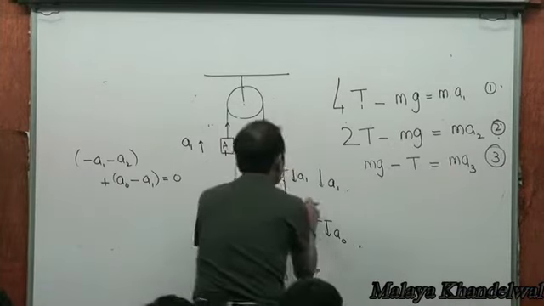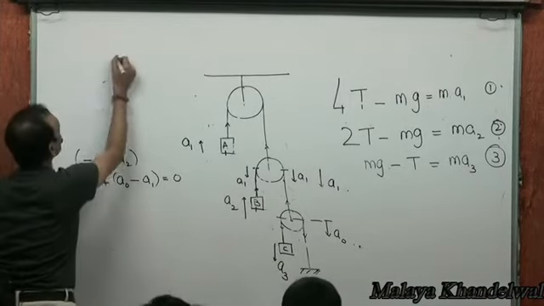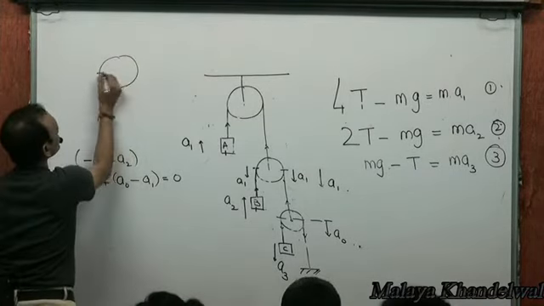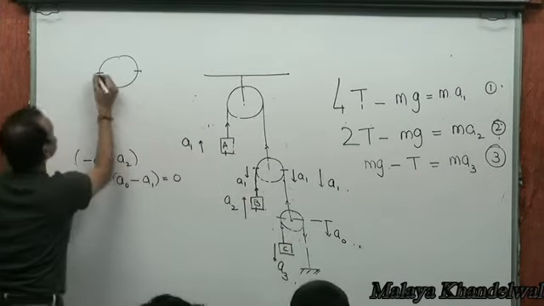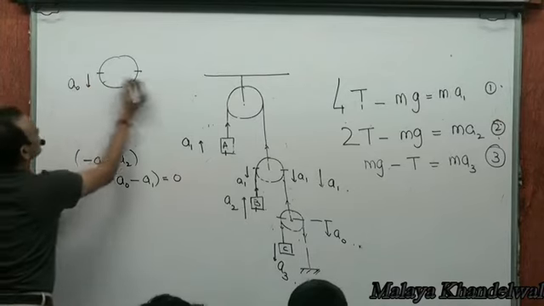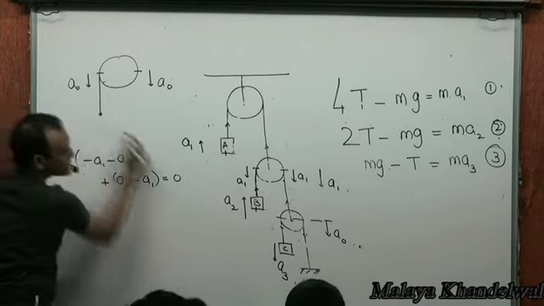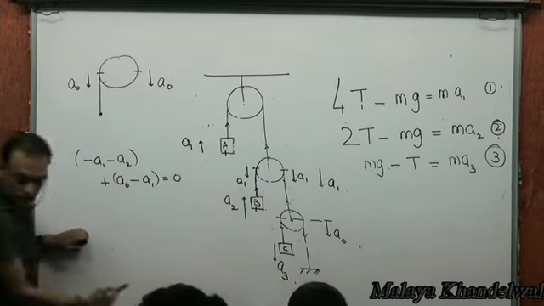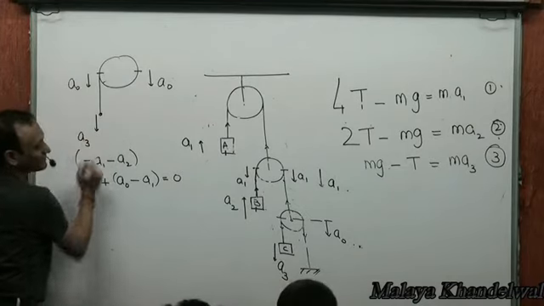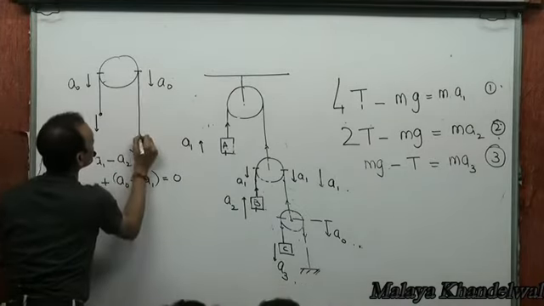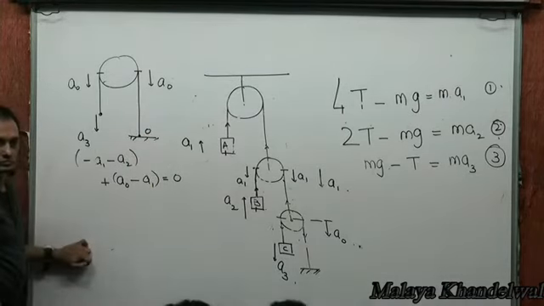Okay, now let me talk of this string. This pulley, that is. When I talk of this pulley, this would be A0 downwards, this would be A0 downwards. This end is going to be A3 downwards. You're okay with this A3? This would be 0. Yes or no?